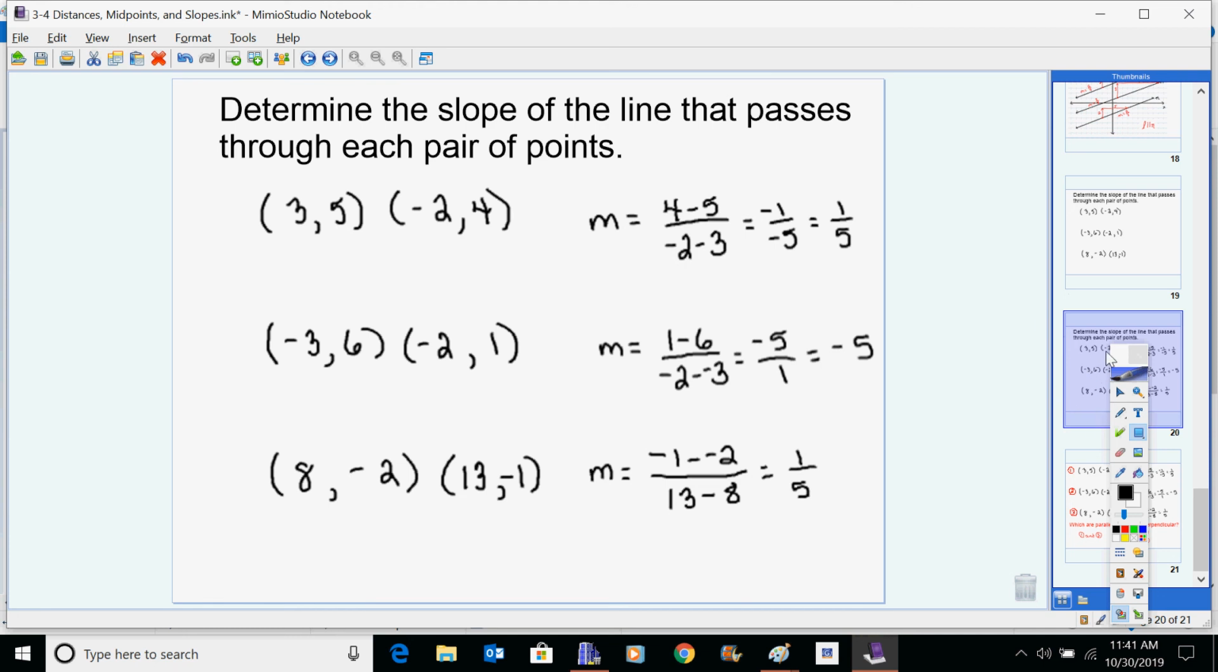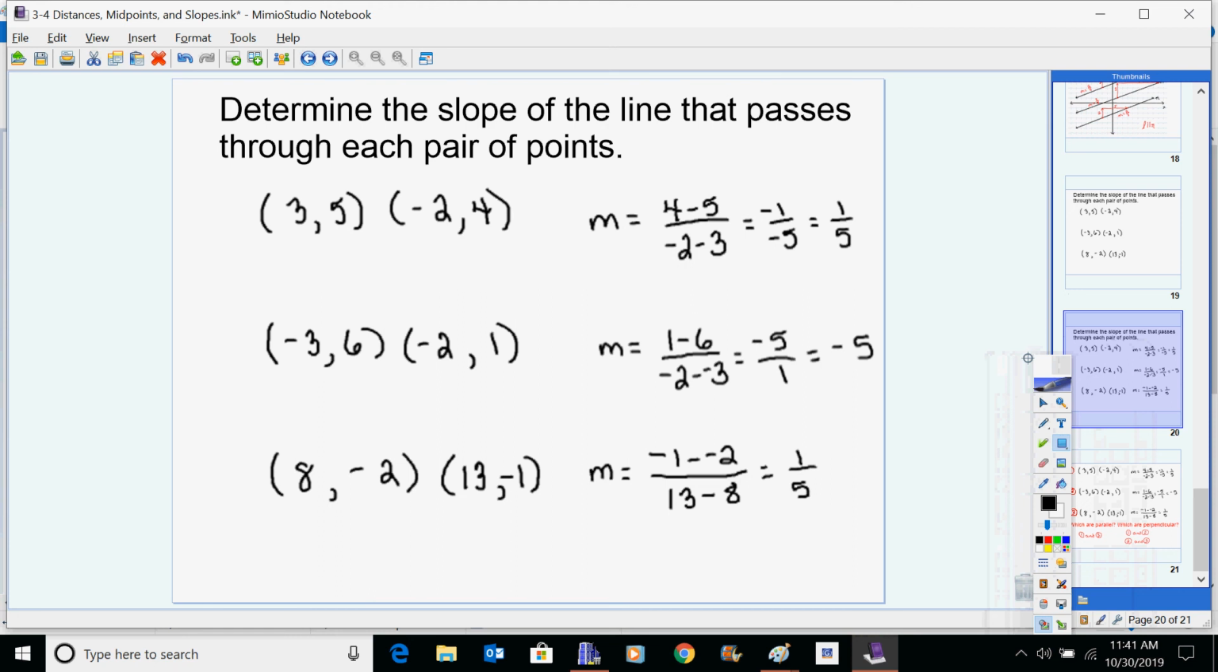Knowing those three, we can determine which ones are parallel and which ones are perpendicular. So out of these, which ones are parallel? You've got them labeled 1, 2, 3. Yep, 1 and 3 are parallel. Good. 1 and 3 are parallel because their slopes are the same.